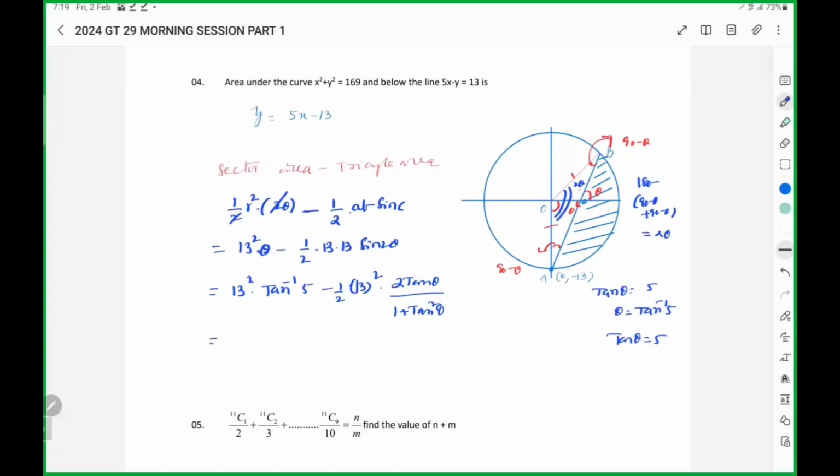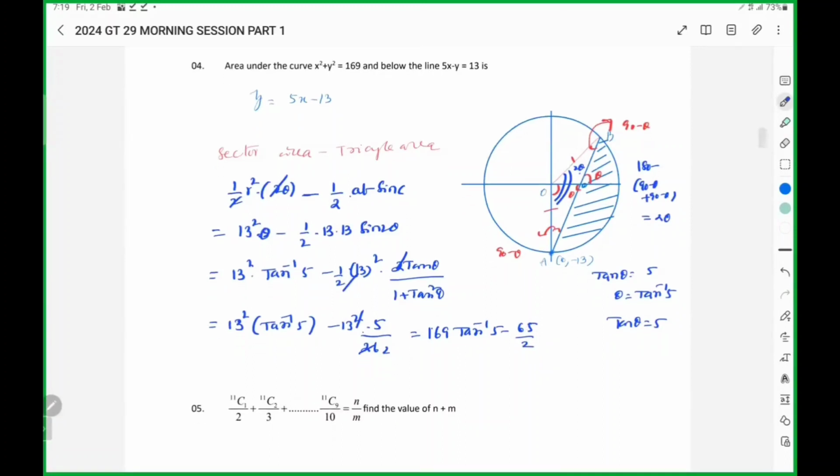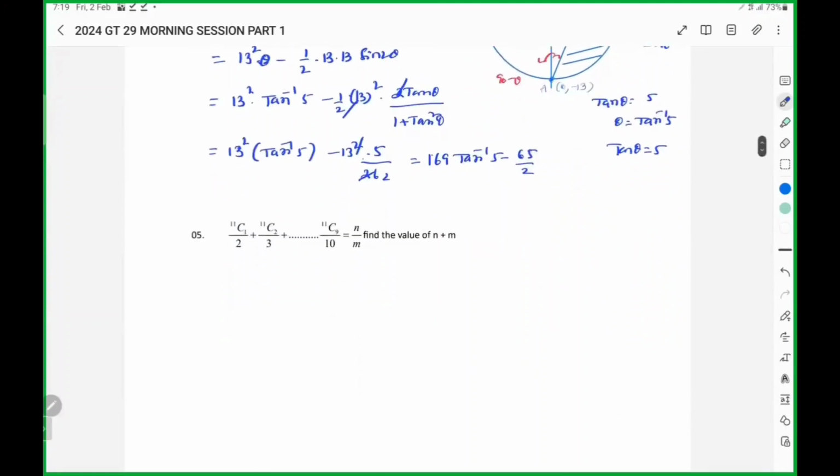So here it is, tan inverse of (5 minus 13 square by 2) gets cancelled out. Here it is, tan theta is 526. It is 169 tan inverse 5 minus 65 by, here it is.